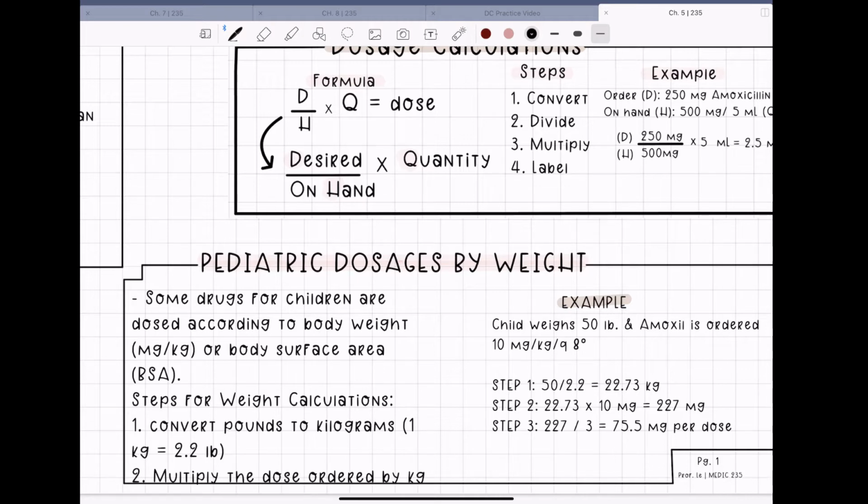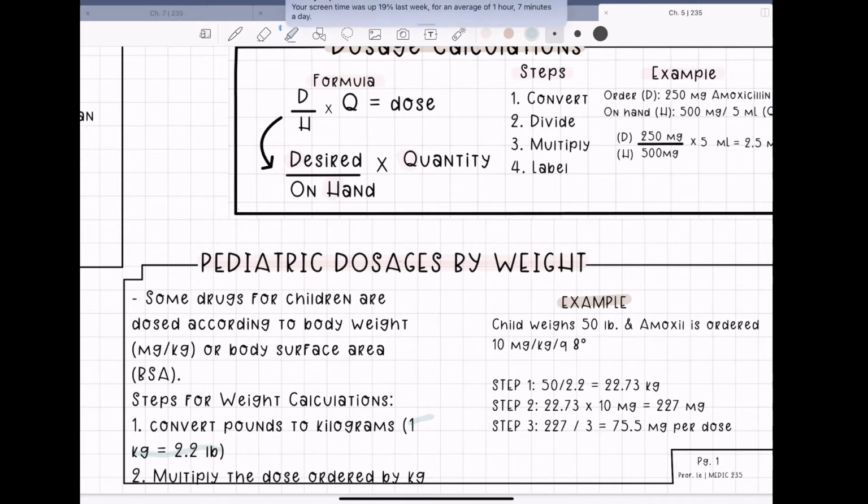So the steps for weight calculations, what you need to know is that you're going to need to convert pounds to kilograms, and 1 kilogram is the equivalent of 2.2 pounds.